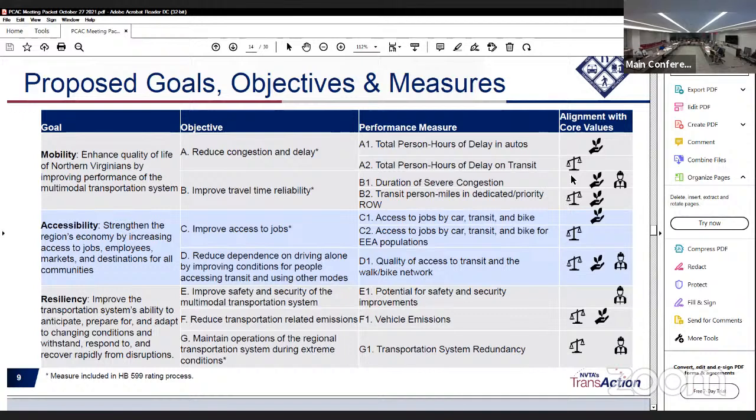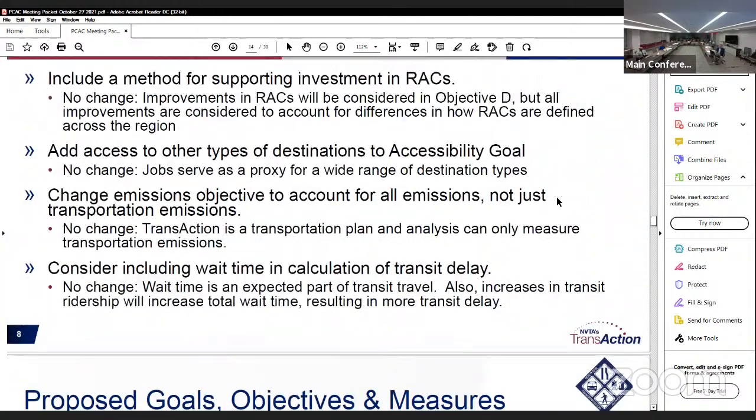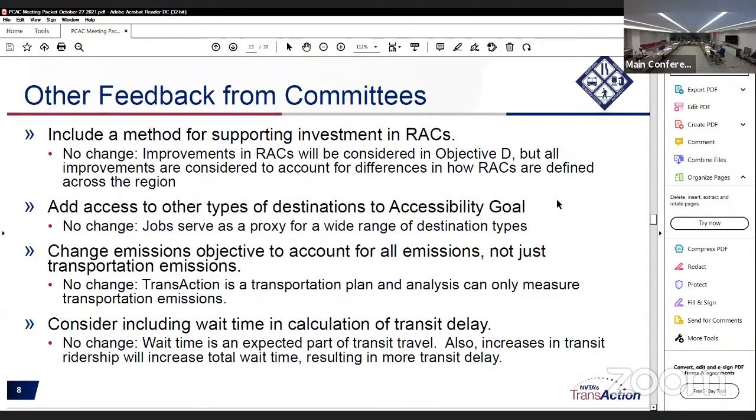Thank you. Getting back to the bottom arrow on page 8 on the other feedback. So increases in transit ridership will increase total wait time, resulting in more delay. I don't understand. Is that because transit gets full and you have to wait for the next bus, or because there are more transit vehicles on the road? It seems counterintuitive.